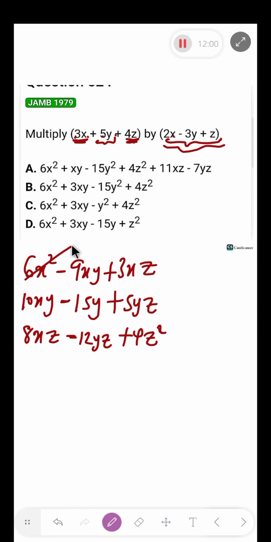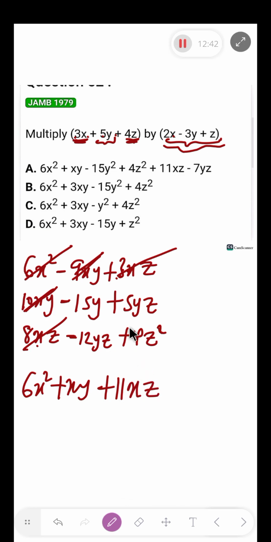So I have 6x squared standby. Okay, and I also have, what else again? I have minus 9xy plus 10xy. Do I have another xy? No. 6x squared is already there. Minus 9xy plus 10xy, that's just plus xy. So what do I have left? I have xz there. So 3 plus 8. In that case, I have plus 3xz, and here I have plus 8xz. And that should be plus 11xz.